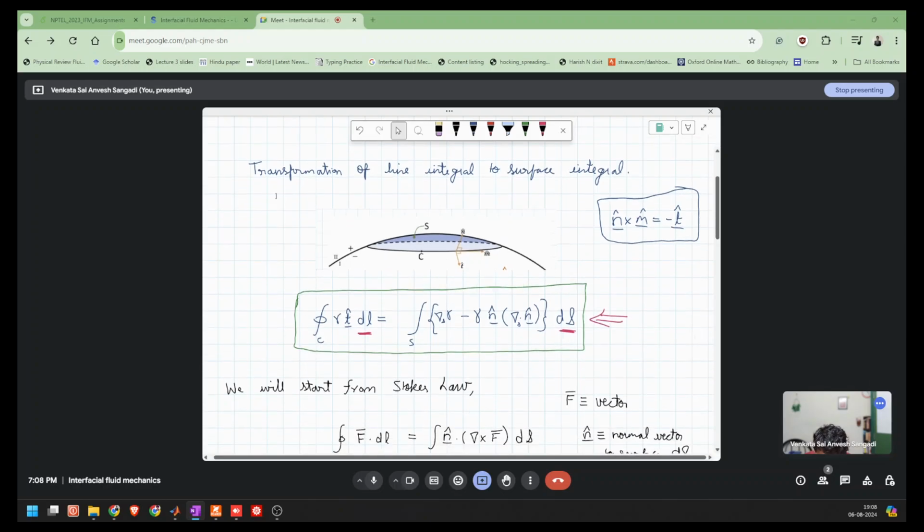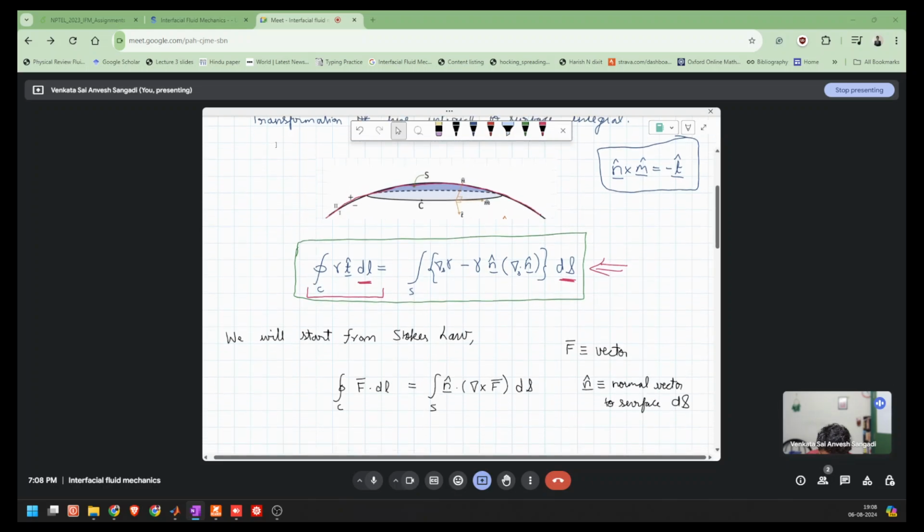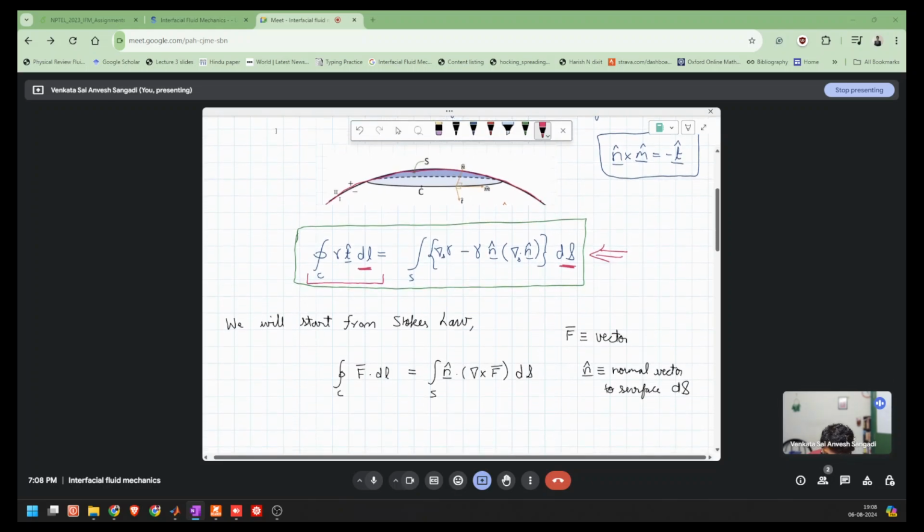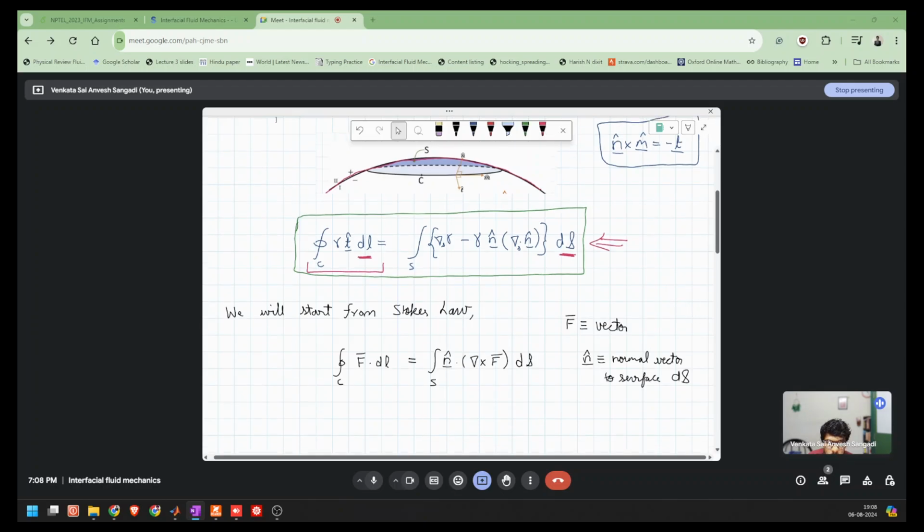So to begin, the term here is the surface tension force that is experienced by the interface on the surface, and this term is converted into the surface integral as we have seen. But how do we get this?